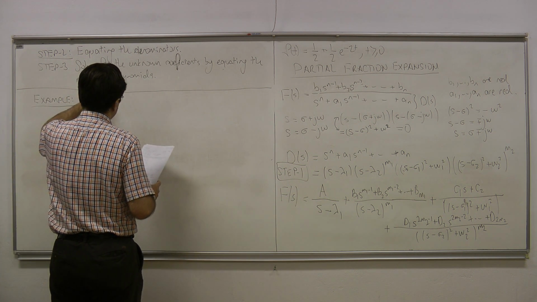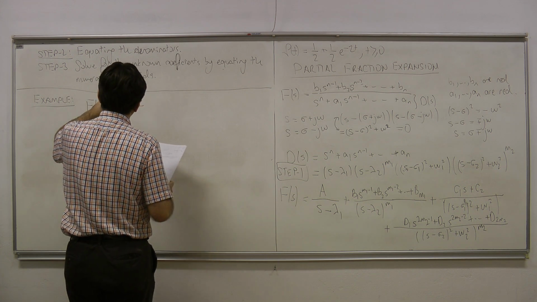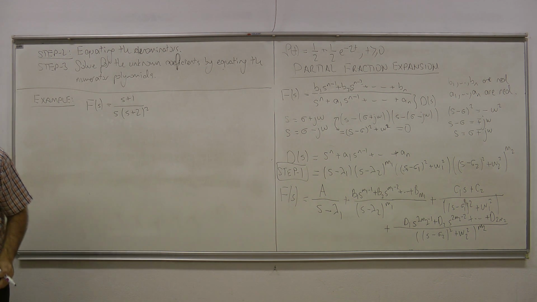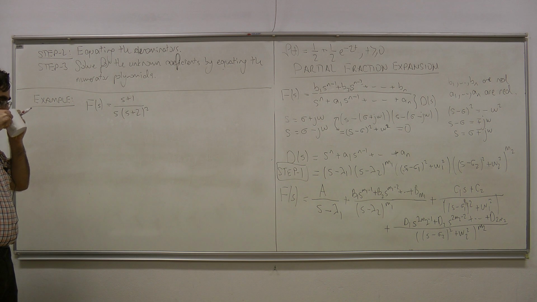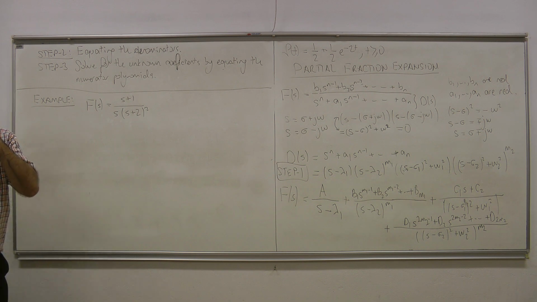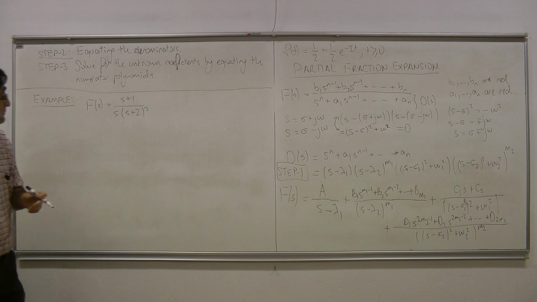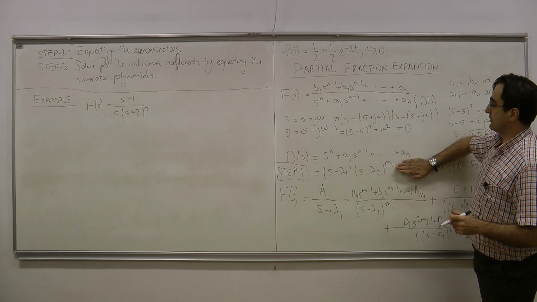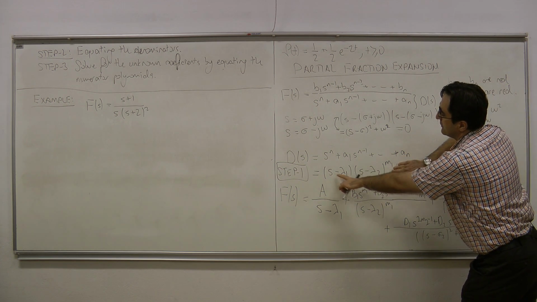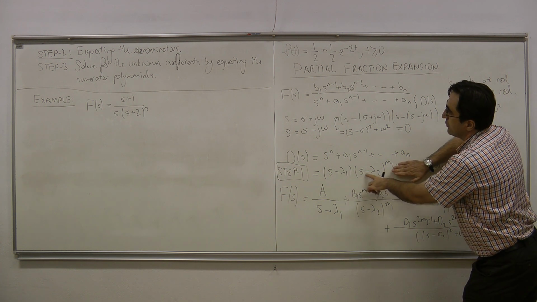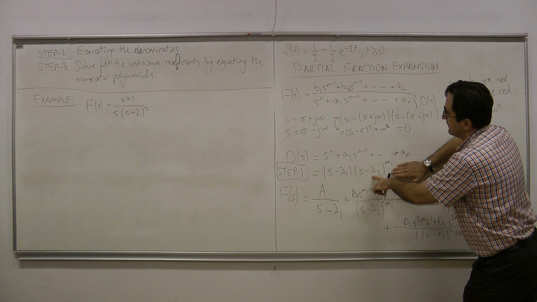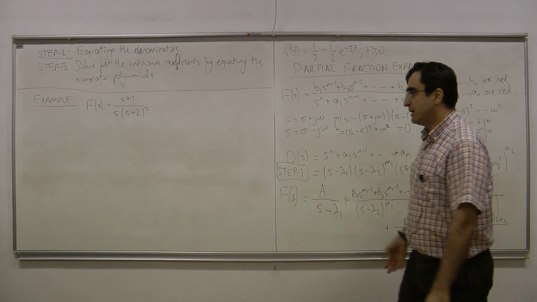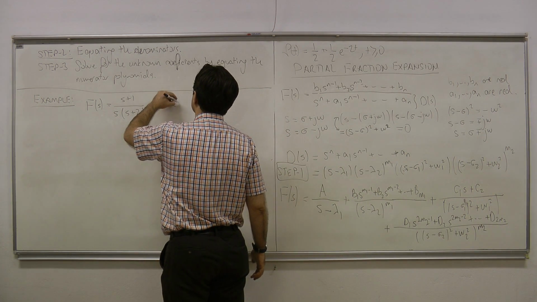So let us start with F of s equal to s plus 1 over s times (s plus 2) squared. So here in this case, we have the first term s, lambda 1 is 0, and for the second term lambda 2 is equal to minus 2, and m1 is just equal to 2. Okay? We have to take the inverse Laplace transformation. The question is, what is f of t?